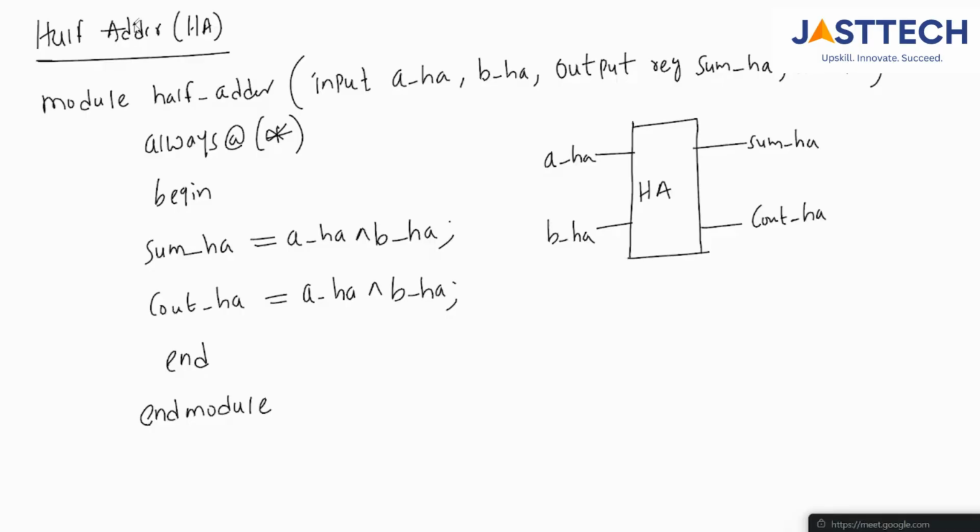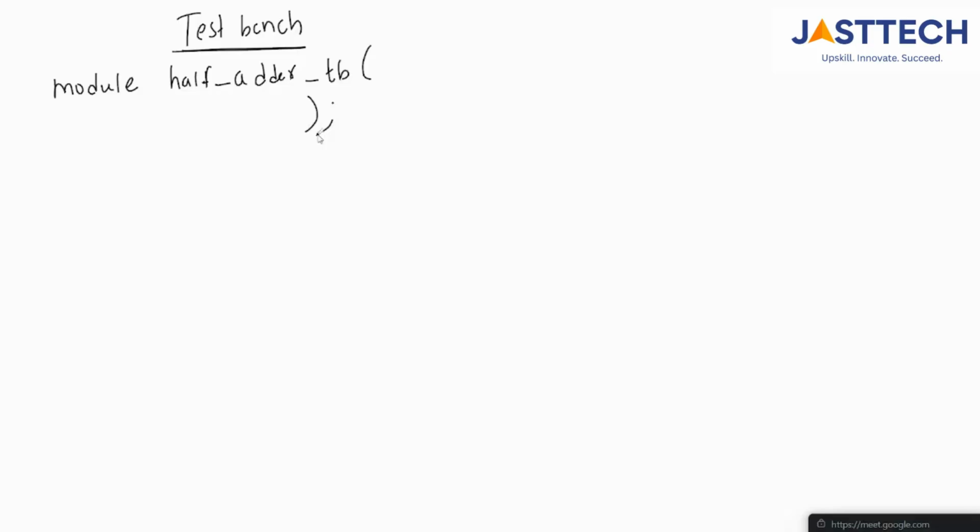So next, you need to write the test bench. I need to write the test bench for this, a test bench for the combinational circuit. There are only four steps, and I will tell you those steps. The test bench also starts with module: half underscore adder underscore tb. You do not need to declare the inputs and outputs.